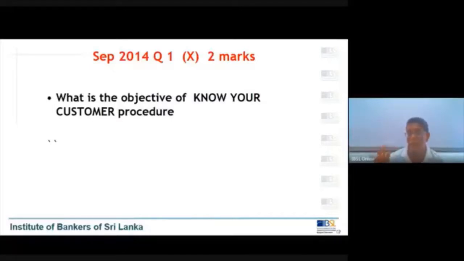What is the main objective of Know Your Customer, and under what law do all banks need to do it? The Financial Transaction Reporting Act number 6 of 2006. The objective is to prevent the use of financial institutions for two things: one, money laundering, and another, financing other unlawful transactions. Customers cannot use banks for these two dirty things.